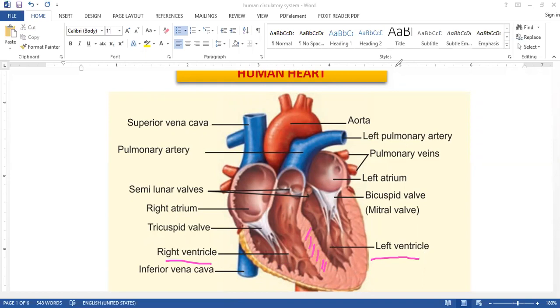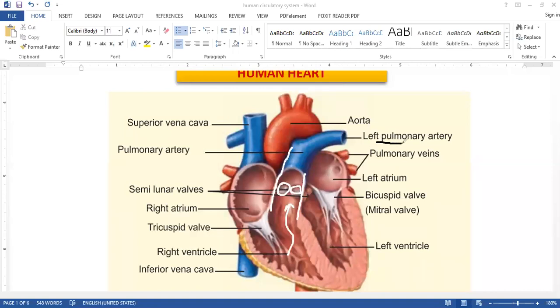And also, there are two main arteries which start from the heart. One artery, look at this one, is the artery which is starting from the heart. Where is it starting from? It is starting from the right ventricle. And this artery, in Tamil, is called nadi. So this is the big artery.